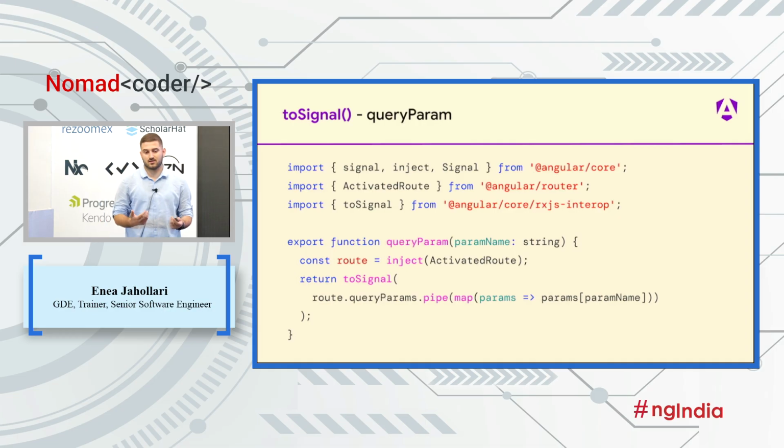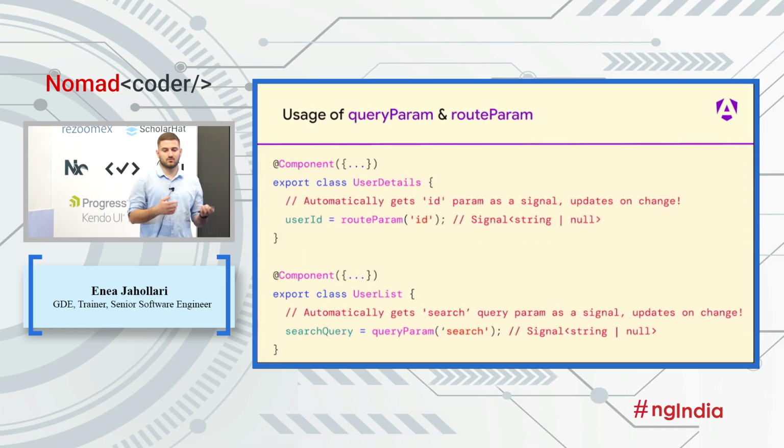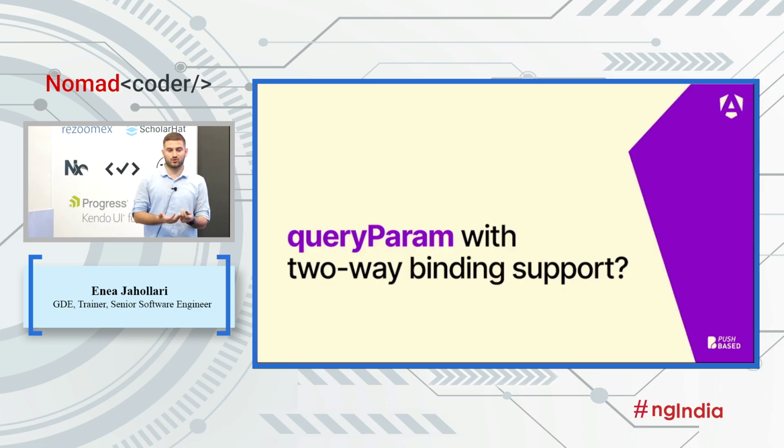Now with this, I can also have query params. So just like route param, I can have a query param that's also a signal. And with it, if I'm on user details component, I say, I want the user ID, and that user ID is just a route param with that key. Or if I want the query param of search in my user list, I just get that from the search key, and then I have search query now as a signal. As we can see, these are just read-only signals. So can we have query param with two-way binding support? As I said, we have that synchronization mindset. Well, yes, we can.